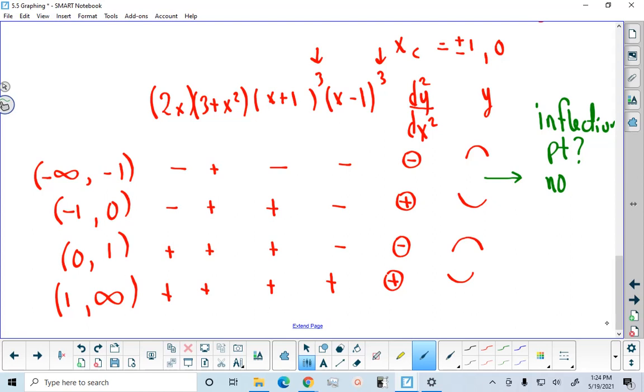It's going from concave down to concave up. So there's no inflection point there. There's no inflection point here. This is an inflection point. I think this might be the first time we've encountered this. Just because the table says it goes from one concavity to the other doesn't mean it's an inflection point unless the point exists.